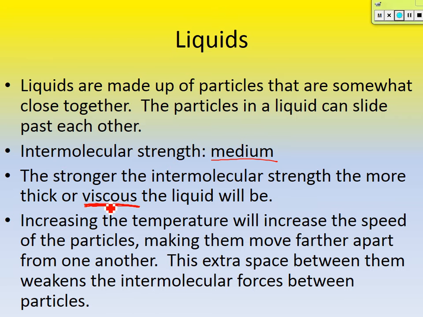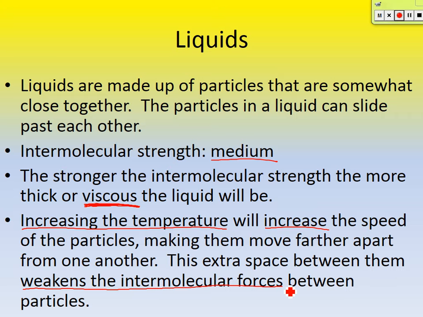Okay, and again, if we increase the temperature of a liquid, what's going to happen to the speed of the particles? Well, they move faster. The speed is increased, making them move farther apart. So these molecules move faster, which moves them farther apart. And this extra space between the molecules weakens the intermolecular forces. So the farther they move apart, the weaker those intermolecular forces become.